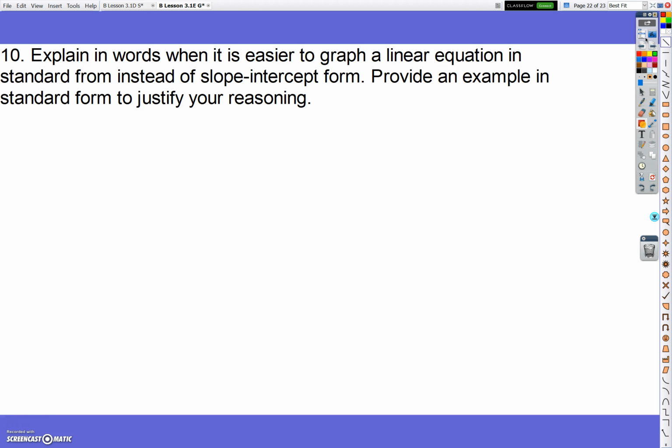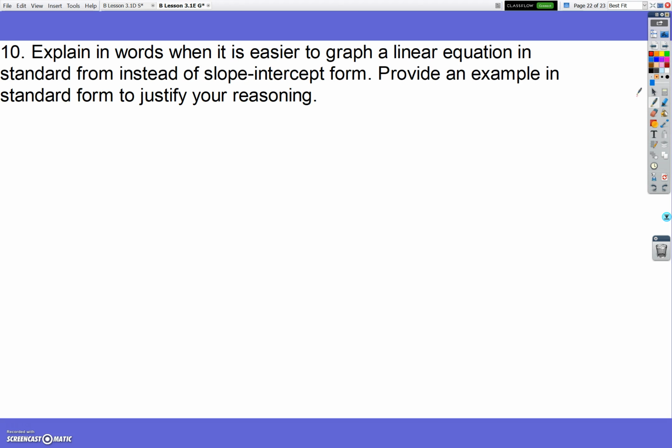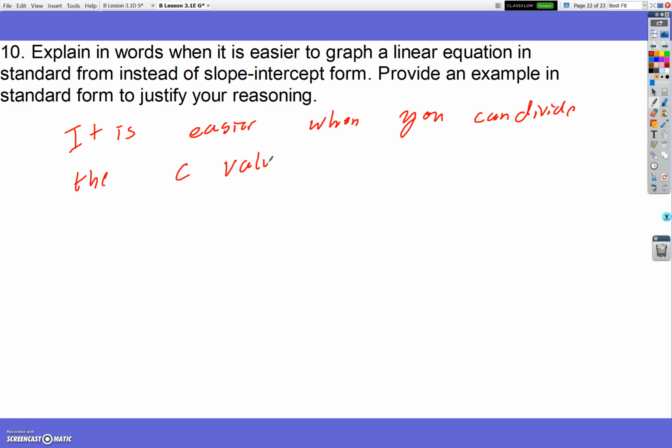So explain in words when it is easier to graph a linear equation in standard form instead of slope-intercept form. Provide an example in standard form to justify your reasoning. So I would say it is easier when you can divide the c value by a and b and get an integer as an answer.